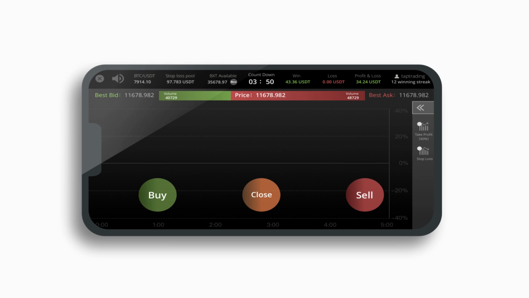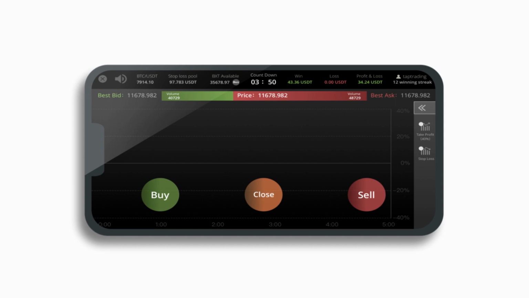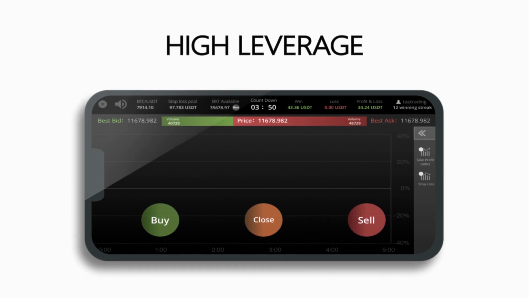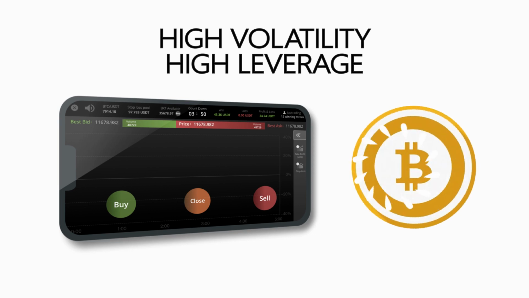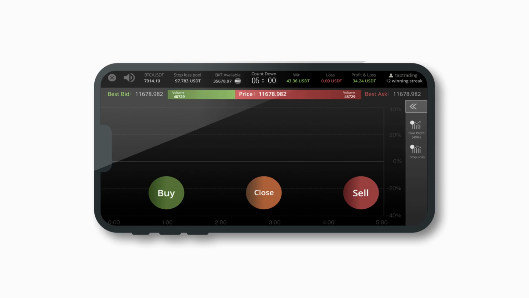There are three buttons: buy, sell, and close all. The line in tap trading gets its dynamic movement from high leverage and high volatility. It's actually the only product on the market that allows regular people to participate in second-space Bitcoin trading with high leverage and high volatility. Tap trading also provides a way to control risk.